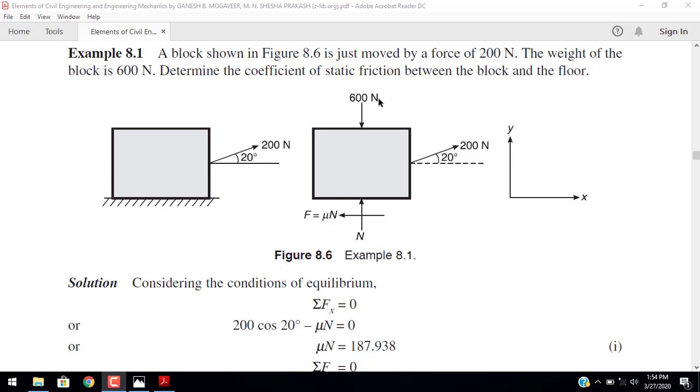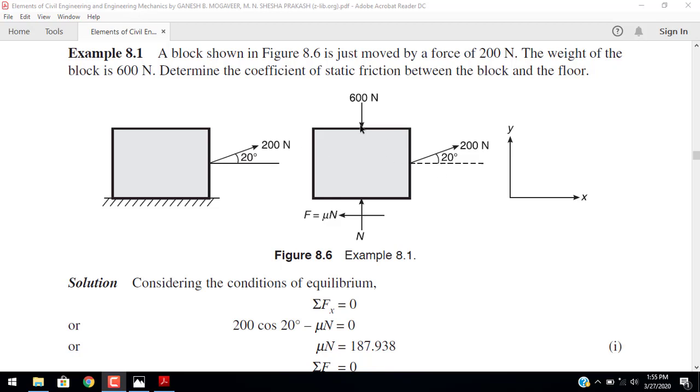A block as shown in the figure is just moved by a force of 200 Newton. The weight of the block is 600 Newton. Determine the coefficient of static friction between the block and the floor. So this is the given figure wherein a block of 600 Newton has been placed on a horizontal plane. A 200 Newton force is being applied and it tends to move the block towards the right side. This force is applied at an angle of 20 degrees with respect to the horizontal.